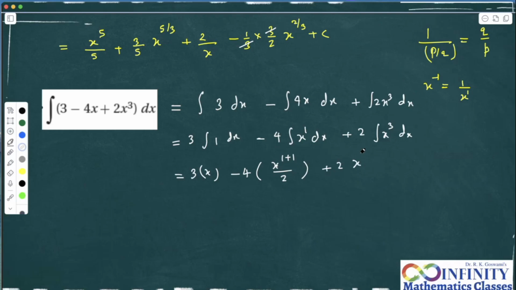2x exponent 4 divided by 4, by the same 4. Okay. Just a simplification and you are done with it. 3x negative 2x square. And how much should it be? Positive 1 by 2 x exponent 4 plus c, and we are done with it.